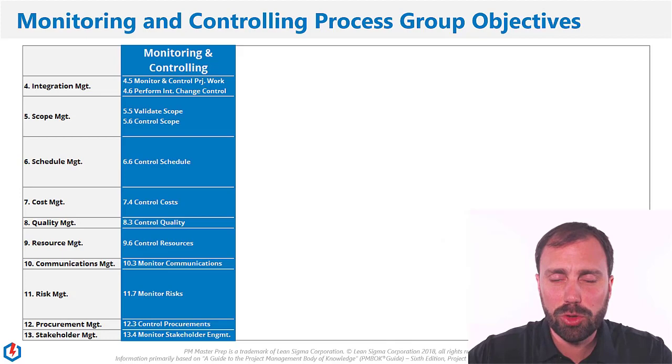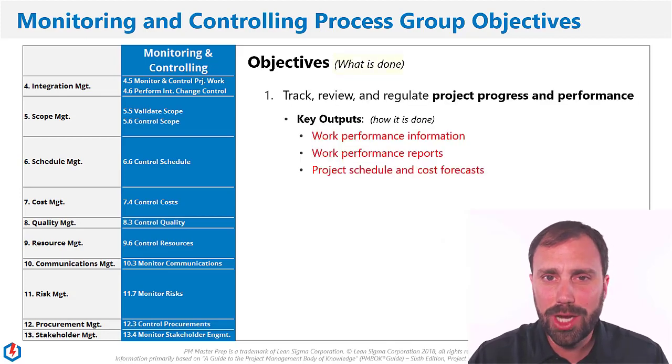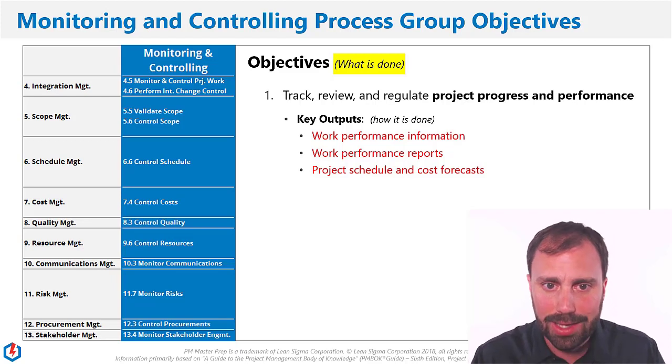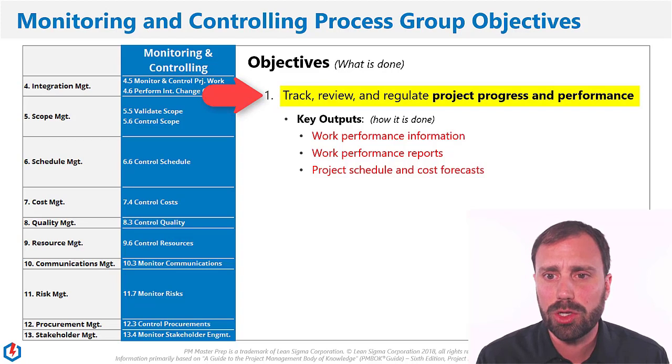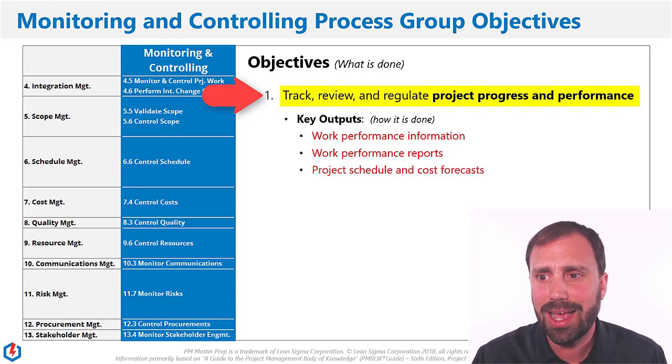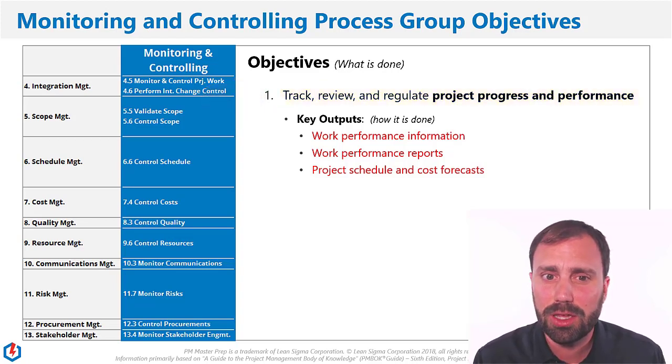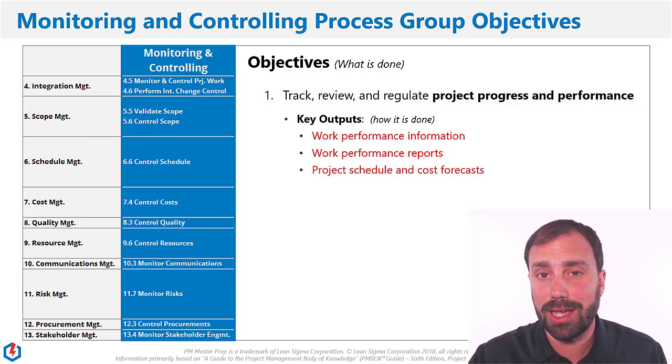Okay, so now let's look through the objectives, all right? And so the objectives are what is done. What is done? Not why or how, but what is done. All right, so objective number one is all focused around our project progress and performance. More specifically, we're trying to track, review, and regulate our project progress and performance.